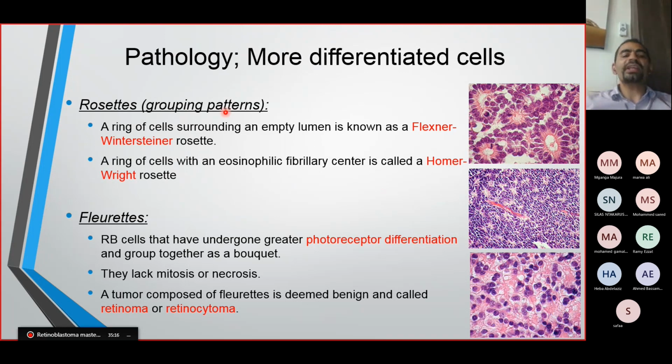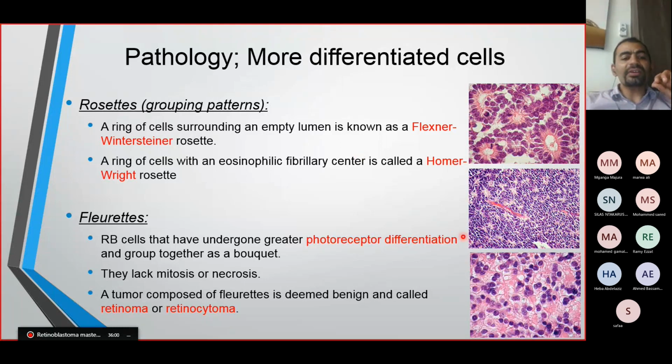They have a pattern. So they can either give a rosette or what we call a floret. A rosette means a ring. It can be a Flexner-Wintersteiner rosette, this one. Those are rings of cells around an empty lumen. So we have an empty lumen here, and we have some cells. They are still showing signs of malignancy under the microscope: the hyperchromasia, the mitotic figures, the apoptosis, etc. But there is some arrangement of those cells because they are not very malignant. They are not very aggressive. They are not undifferentiated. There is some degree of differentiation. And when we find this differentiation, we are a bit happy that this is not a very aggressive tumor.